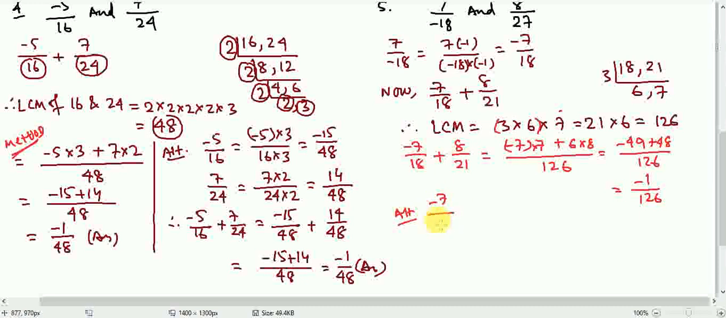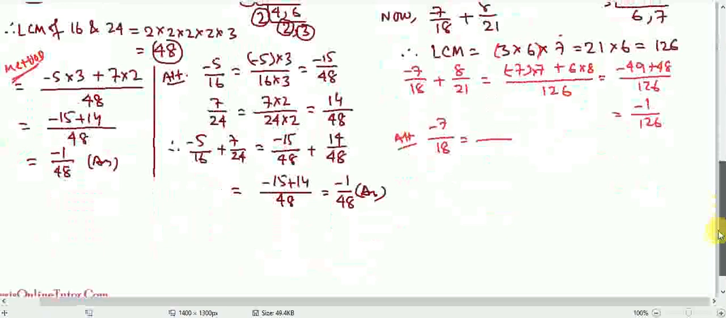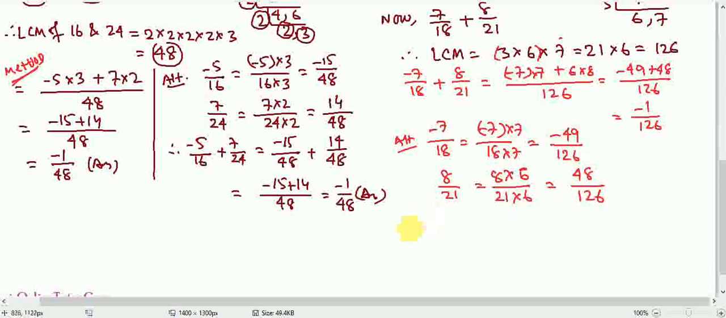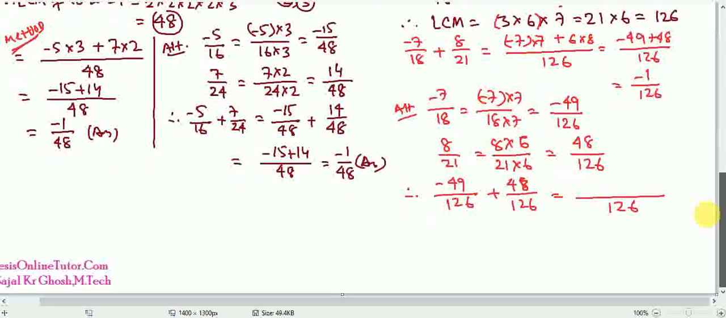Or alternate method. First, I should change the denominators to the equal form. That means, first I have to divide 126/18. What will I get? I will get 7. So I could write minus 7 × 7, 18 × 7. This is equal to minus 49/126, and 8/21 equal to 8 × 6/21 × 6. This is equal to 48/126. Now I got two rational numbers of the same denominator. I have already told how to calculate this type of rational number summation. Here minus 49 plus 48, this equals minus 1/126. So this will be the answer.